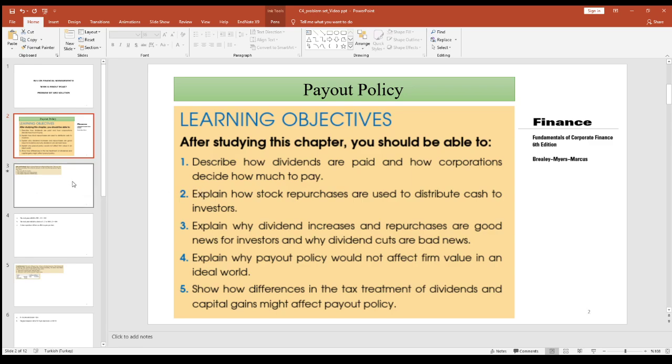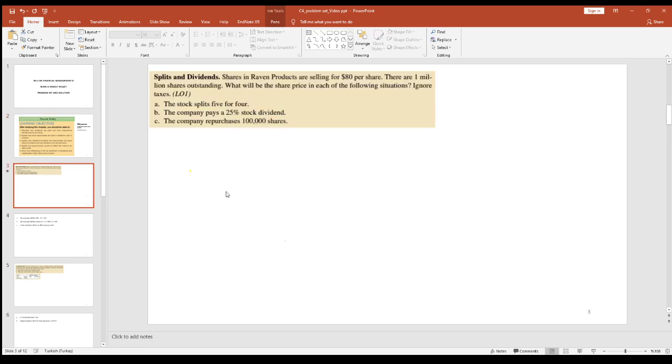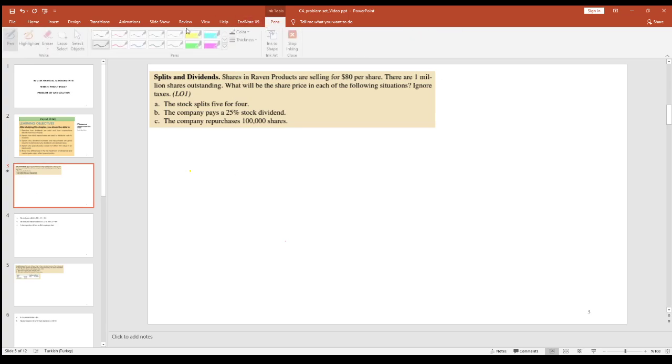So let's move on. We selected some problems for you to solve. The first problem is about splits and dividends, which is linked to learning objective 1. So let's take a look. Shares in Raven Products are selling for $80 per share. There are 1 million shares outstanding. What will be the share price in each of the following situations? Ignore taxes.